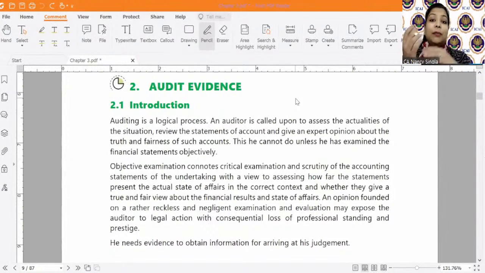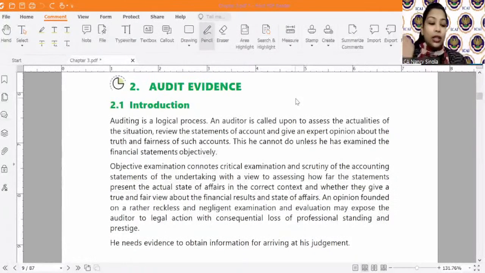Audit evidence, right? Because if the opinion is not based on any proof, if there is careless, negligent checking on the part of the auditor, what will happen? It will lead to what? Legal actions against the auditor, right? Thereby leading to consequential loss of what? Professional standing and prestige of the auditor, right? So students, we are experts. We are giving an expert opinion as auditors on the financial statements of our client. So our opinion needs to be based on audit evidence. We need to have audit evidence in order to base our opinion, right? So this is the importance of audit evidence.